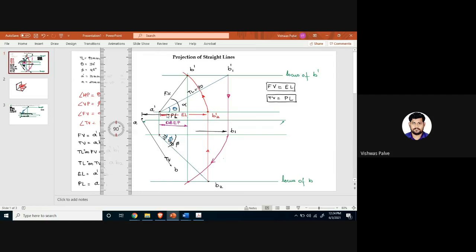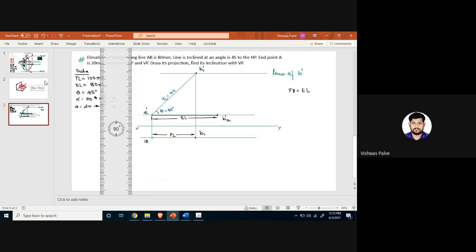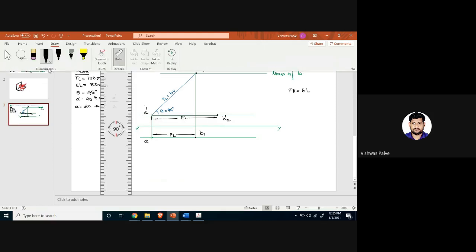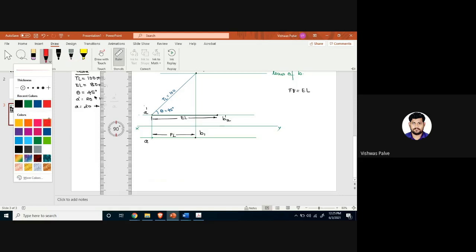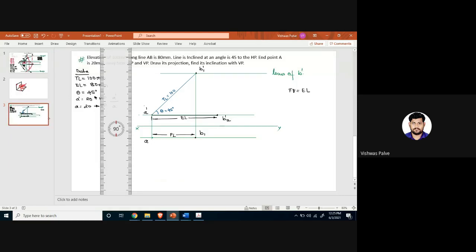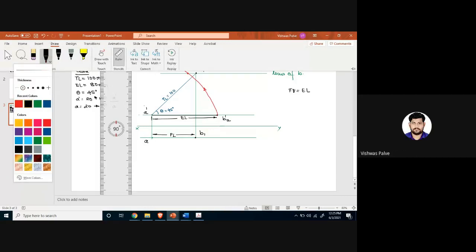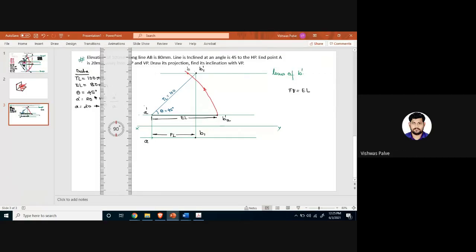So suppose the elevation length is available, B2 dash is available and the locus of B dash is available. If I rotate this, can I get the point B1? See here, in the question, elevation length is given and my locus of B is also with me. So if I take a radius equal to A dash B2 dash and rotate this, what will be the notation of this point? B dash.